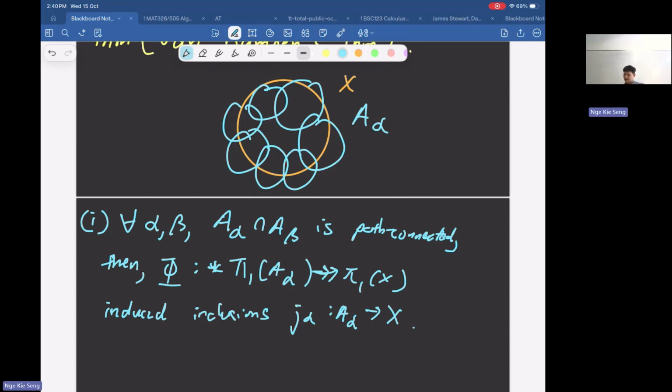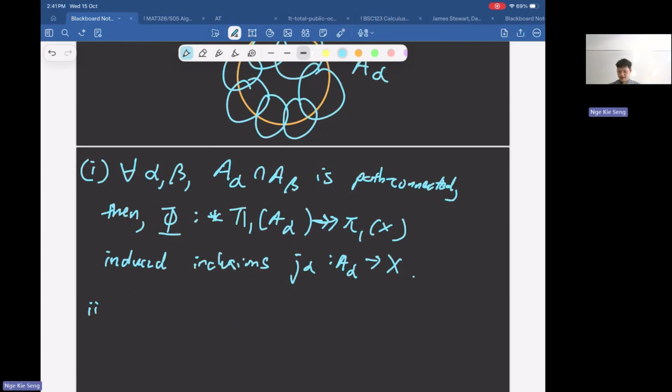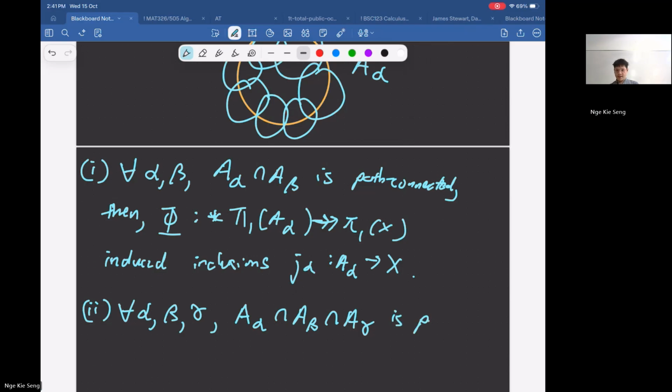I think this is what we achieved last time, but in a different language. I just said it as a product of loops in different A alpha. Actually, this is the free product space, living in the free product space. Does it make sense? Second, this one is very special. You could ask me why, but I won't answer yet. If every triple intersection is path connected, okay, so the first step you got surjectivity. What's the next step you want?